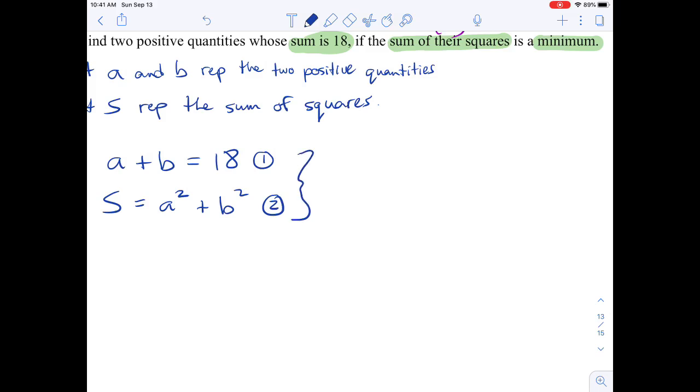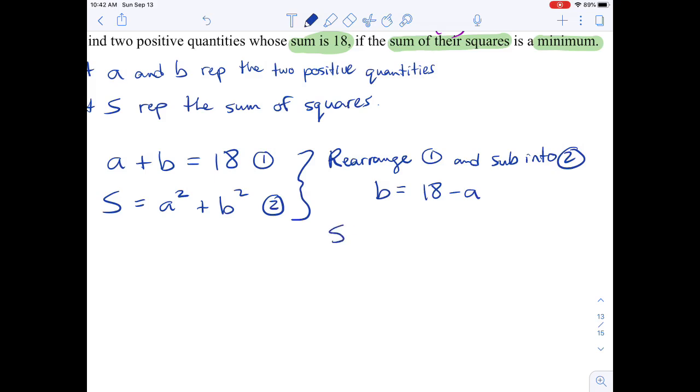So here's the idea. I'm going to take these and put them together. And in order to do that, I'm going to have to do some rearranging first. So I'm going to rearrange equation 1 and sub it into 2. In order to do that, I could say, for example, that b is just equal to 18 minus a. In other words, anywhere I see a b, I can replace it with 18 minus a.